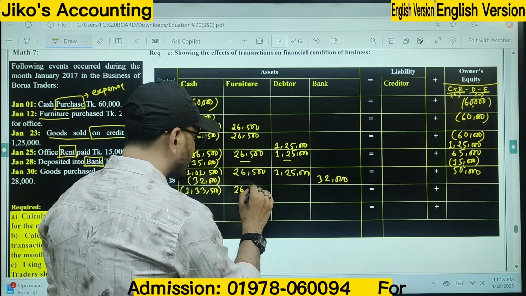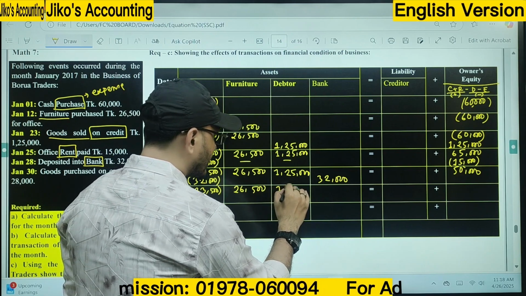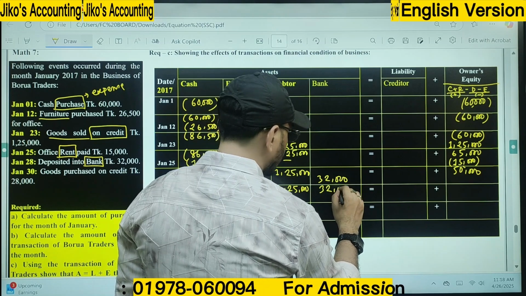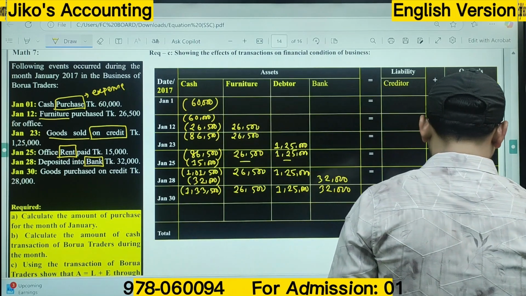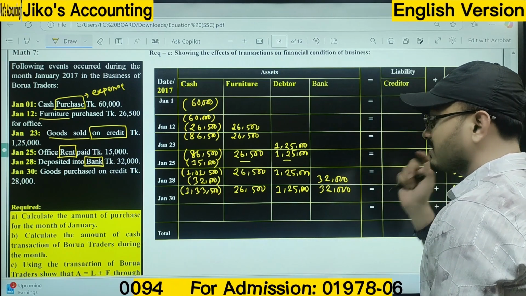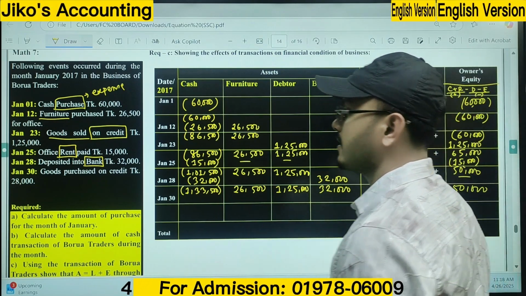Now 26,500, 1,25,000, then 32,000. Here is 50,000. Again, you can do it. You can also get the same figures as this one.